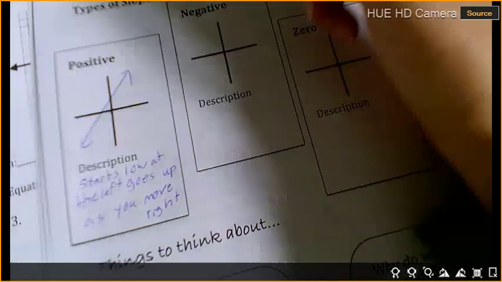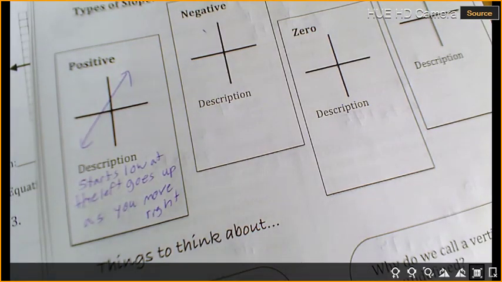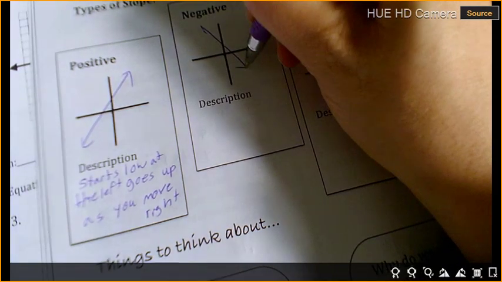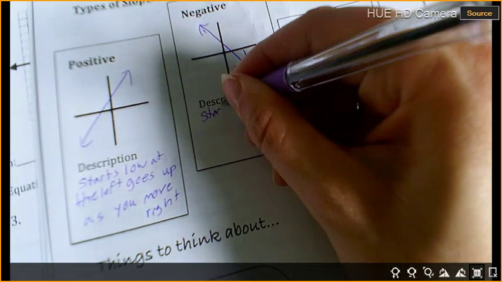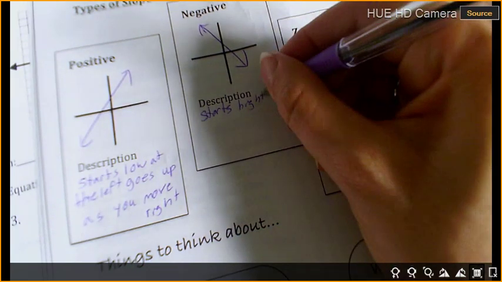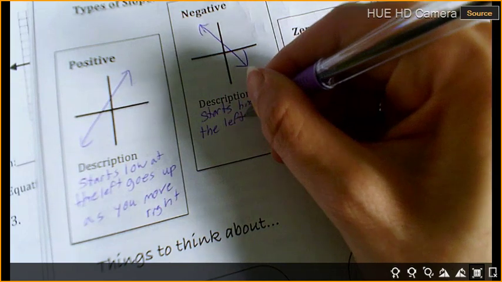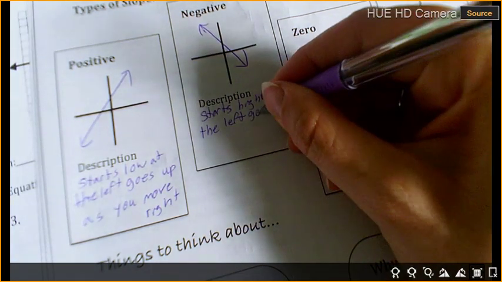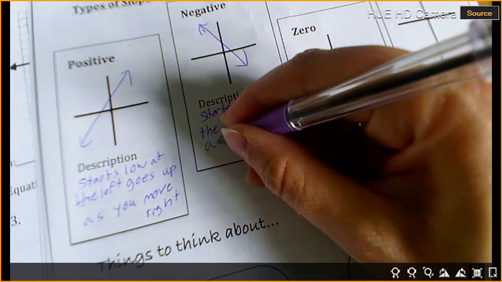Good. Negative. Looks like what? Show me with your arms. Okay. Starts high at the left. Goes lower as you move right.